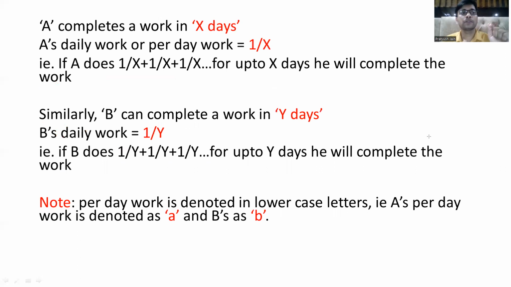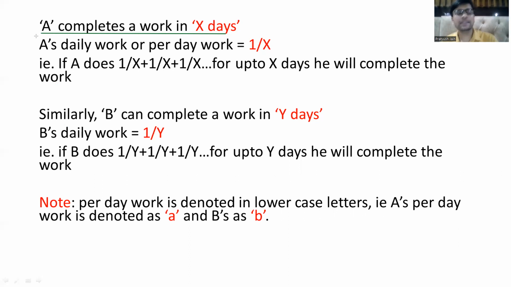Now suppose we have a person A. This A completes a work in X days. Now we have a person who is performing a work. Basically, we are given that some work has to be completed. So we have some work and we have some time, X days. So we have all the three elements. So this statement belongs to time and work.